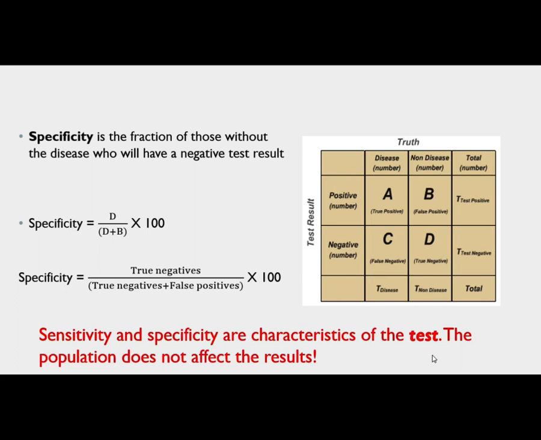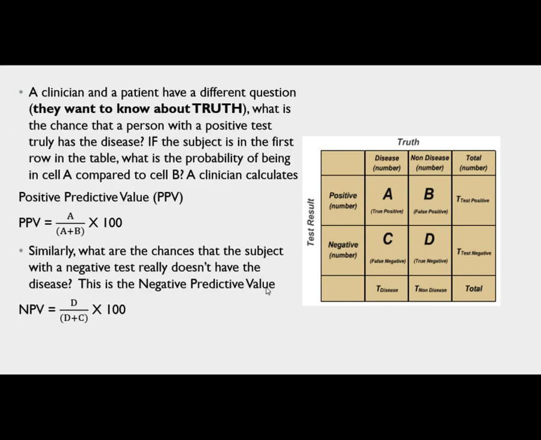But sensitivity and specificity are characteristics of the test. The population does not affect the results. Clinicians and patients have a different question. They want to know about truth, right? We want to know if we have the disease or not. So what is the chance that a person with a positive test truly has the disease? If the subject is in the first row in the table, what is the probability of being in cell A to being in cell B? A clinician calculates positive predictive value by looking at A over A plus B times 100.